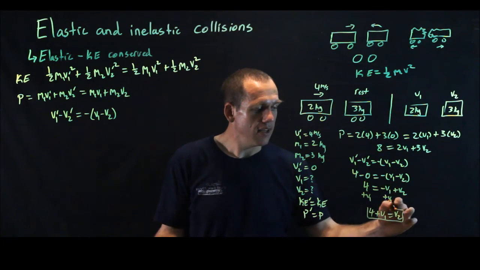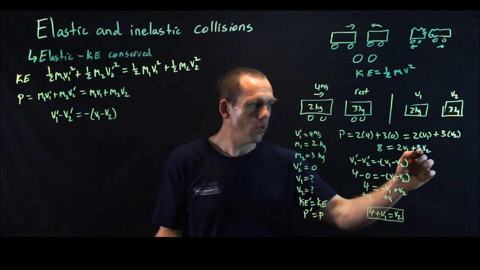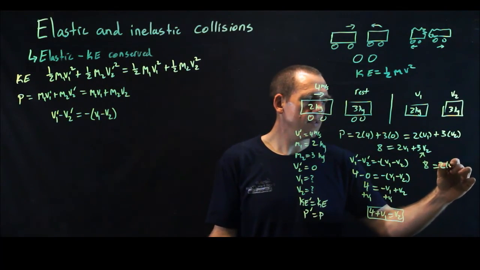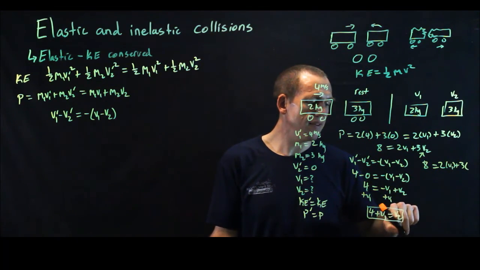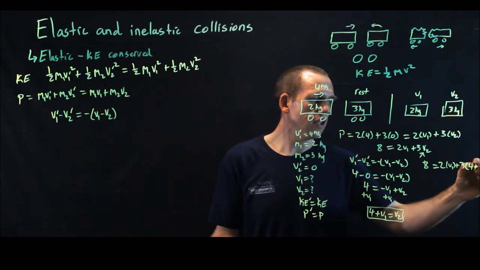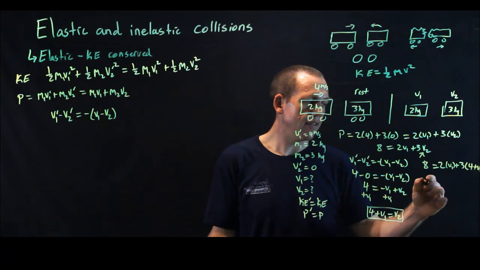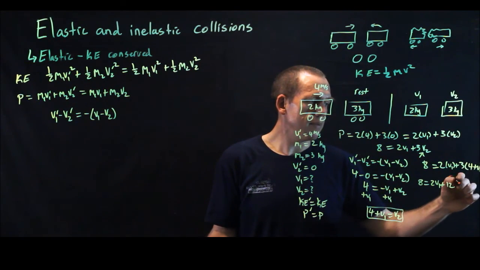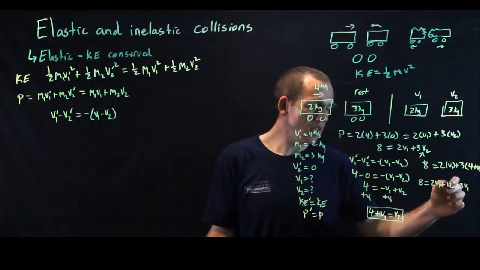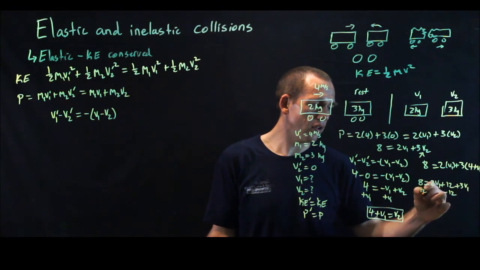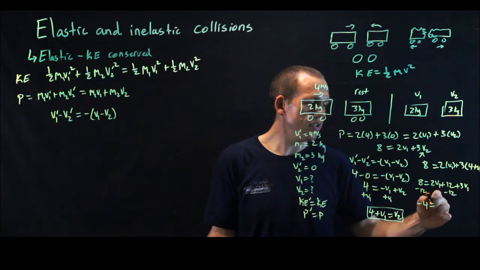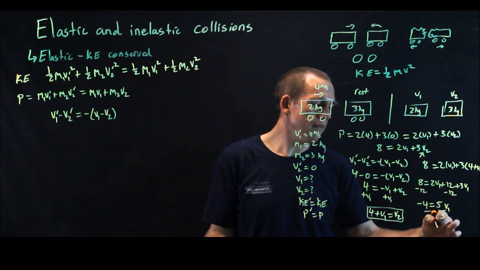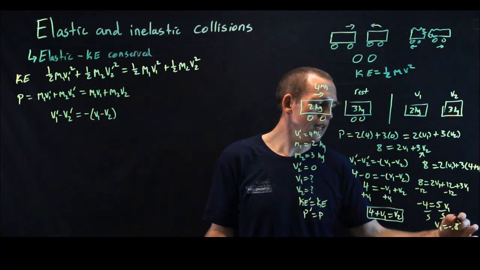And that lets me make that substitution right here for V2. So I can say 8 equals 2 times V1 plus 3 times, instead of V2, I'm going to write 4 plus V1. Now, simplify that a little bit, and I get 8 equals 2V1, 3 times 4 is 12, 3 times V1 is 3V1. Now, if I subtract over this 12 to combine like terms, I get negative 4 equals 2 plus 3 is 5V1. Right? And divide by 5, V1 equals negative 0.8 meters per second.